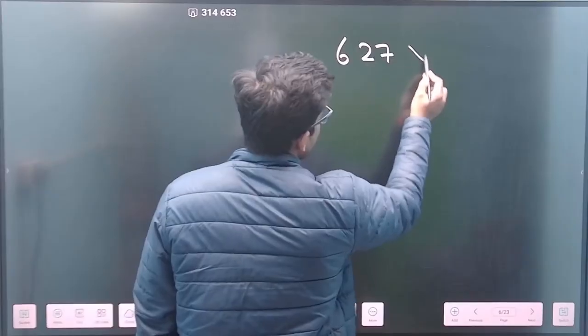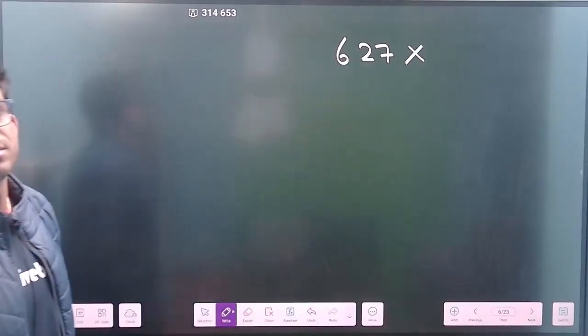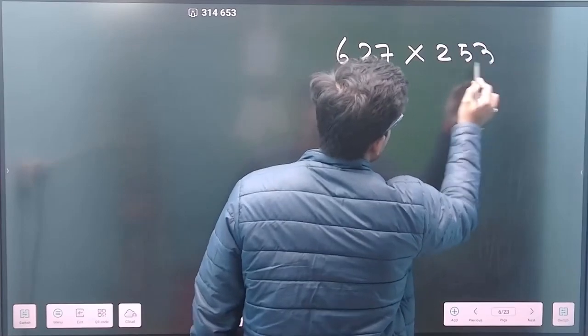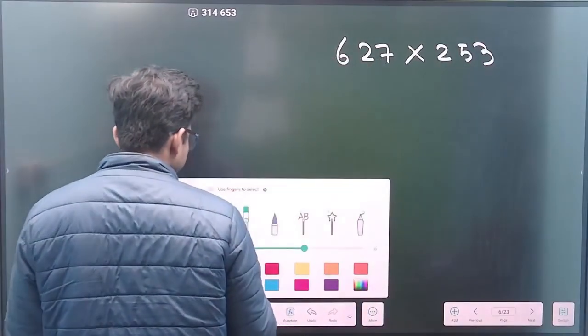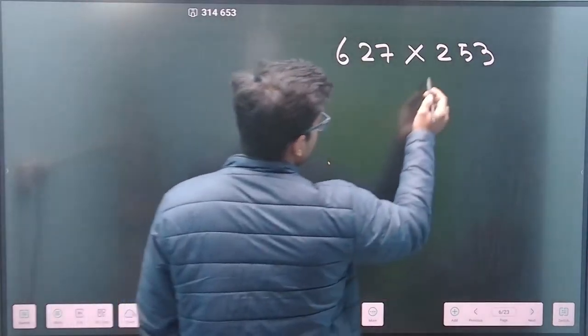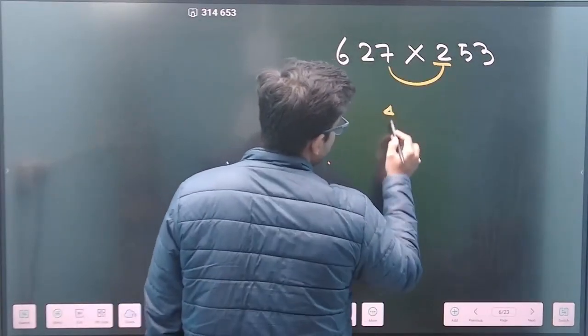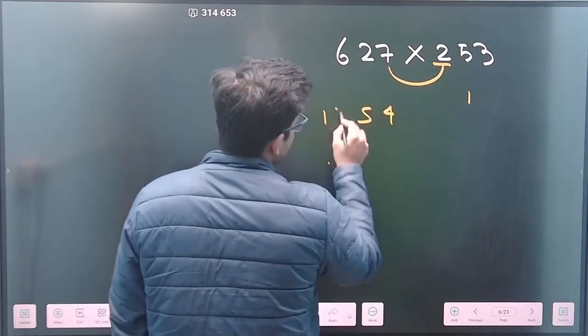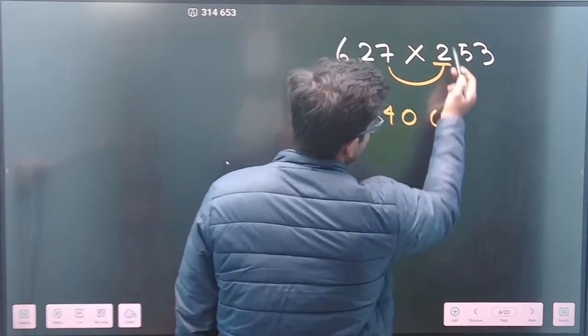627 getting multiplied with, suppose, 253. First of all, you need to do what? As I said, always follow the 100-digit first. So 100-digit first means you can go for 7 2s are 14, 4 carry 1, 2 2s are 4, 5, 6 2s are 12, 0, 00. Put 00. Why? Because this is at the 100 place.